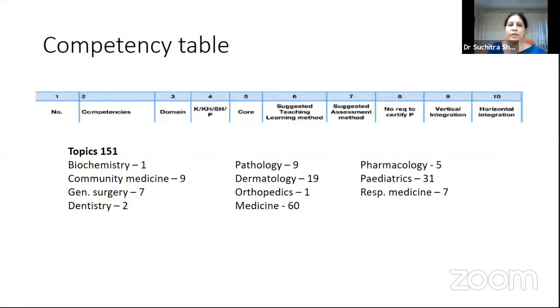Now, in the same document, the competency table shows us the competencies, domain, suggested teaching learning method, assessment method, and also the possible departments with whom we can do a vertical integration or a horizontal integration. If you go through volume one in microbiology, towards the end, they give us the different topics in the different departments with whom we can integrate. There are a total of 151 topics suggested for integration, starting from biochemistry, which has one single competency we can integrate.